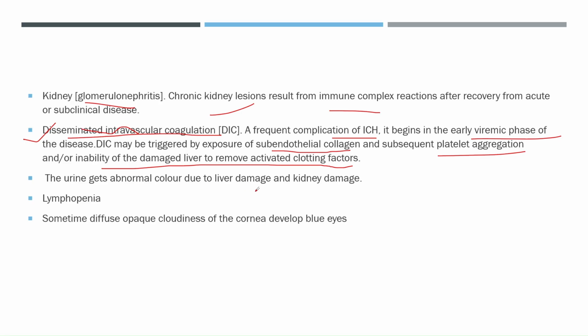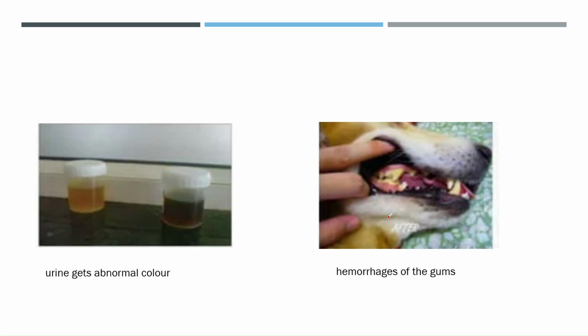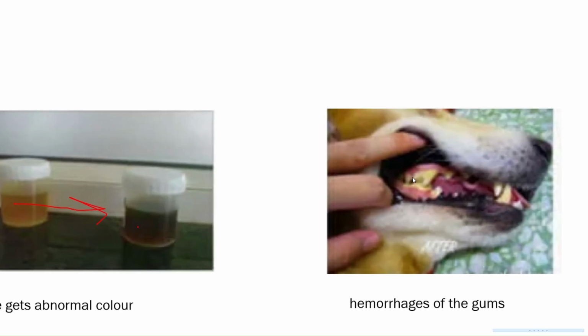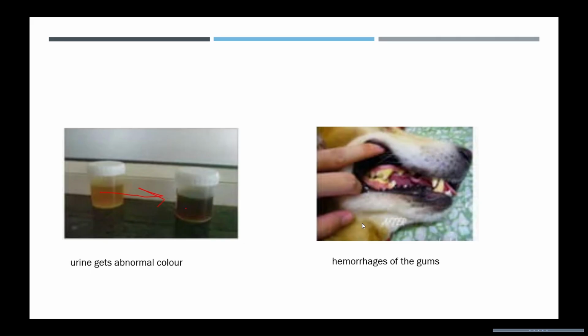Okay, the urine gets abnormal color due to liver damage and kidney. Lymphopenia, we have discussed it already, and diffuse opaque glands, we have also discussed it. Blue eye. Now see, so the urine is converted to abnormal color. You can see it become dark brown, and I don't think you are able to see or not, but there are little hemorrhages here.